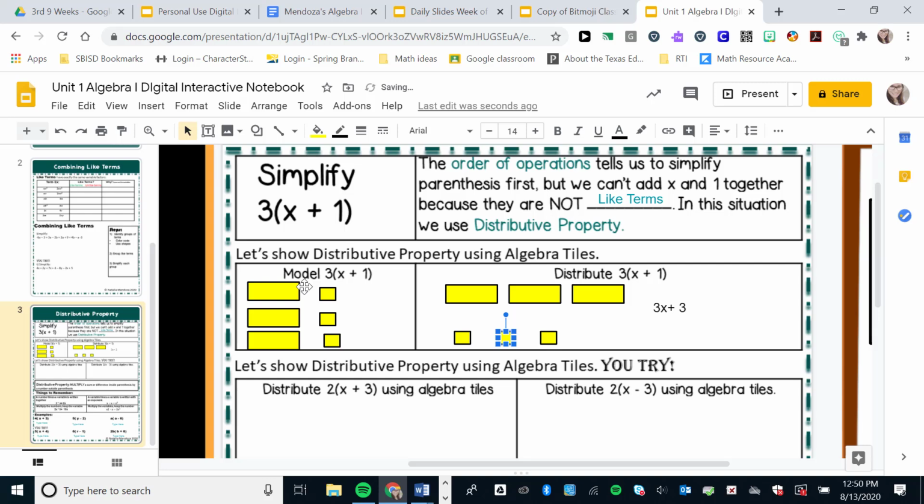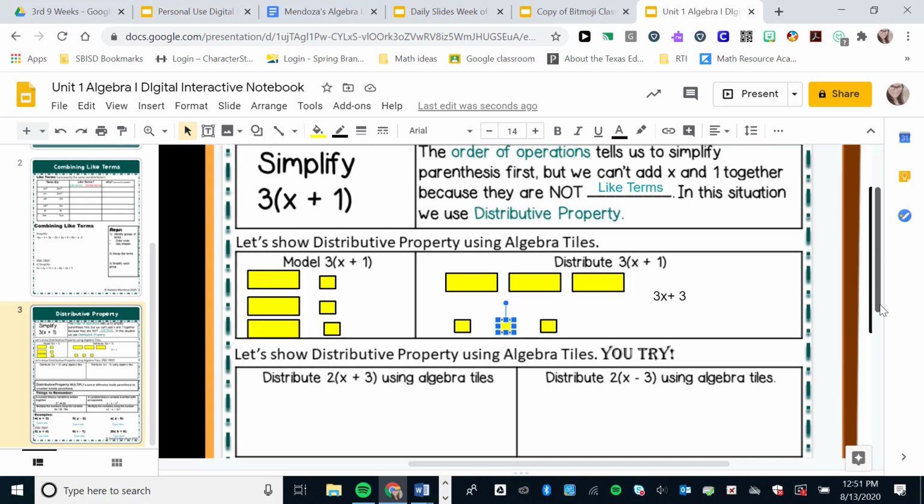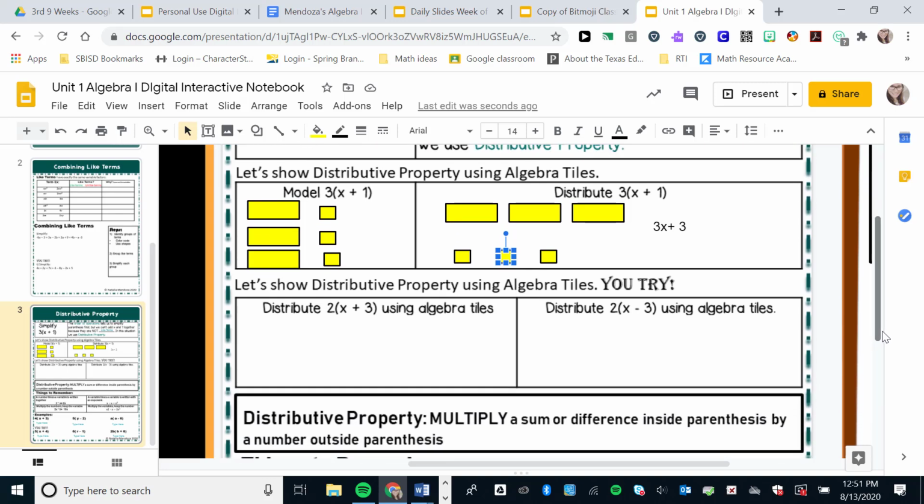Okay, so let me go back one more time. The first thing, 3 parentheses x plus 1, is telling me that I have 3 groups of x plus 1. So here's one group, here's a second group, here's a third group of x plus 1. Then I'm going to distribute. That means I'm going to take my x's and separate them, take my 1s and separate them, and what do I have left? I have 3x plus 3.